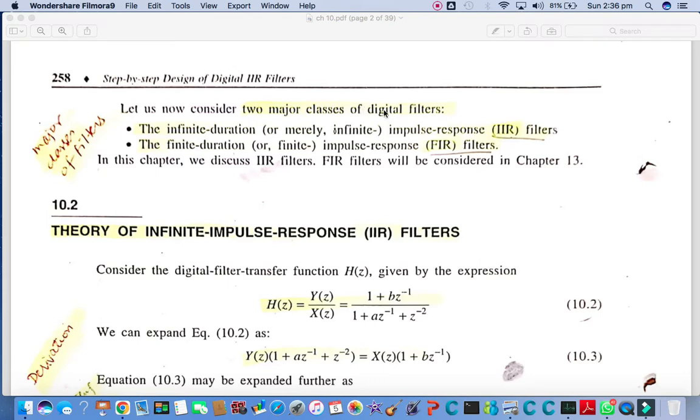Basically we have two major classes of the digital filter. The first one is the infinite impulse response filter, and the second one is the finite impulse response filter. In this lecture we will be discussing only the design procedures of the IIR filter. In the rest of the lectures we will also focus on the FIR filter.